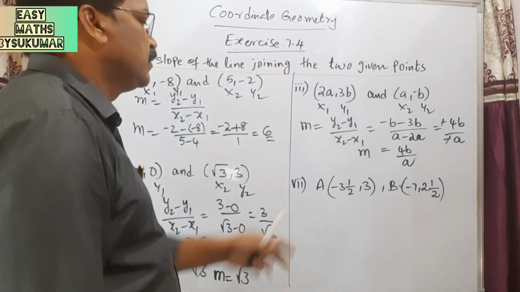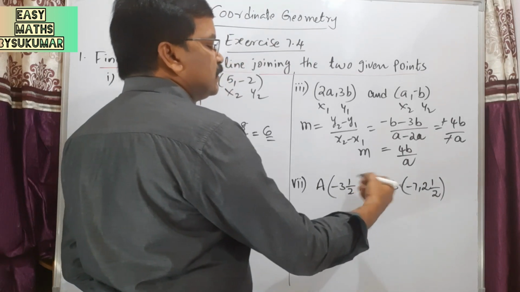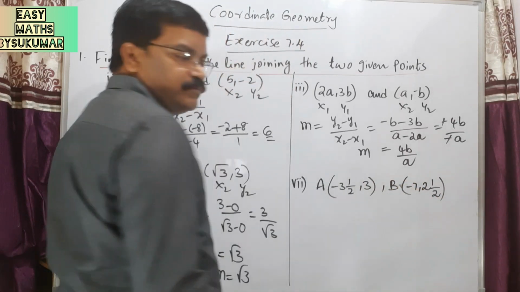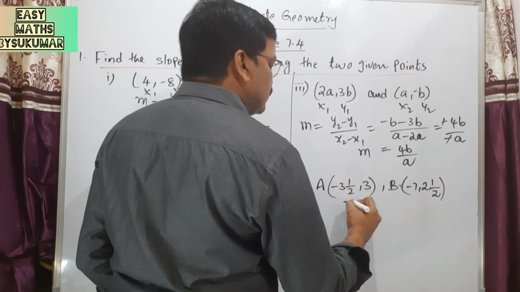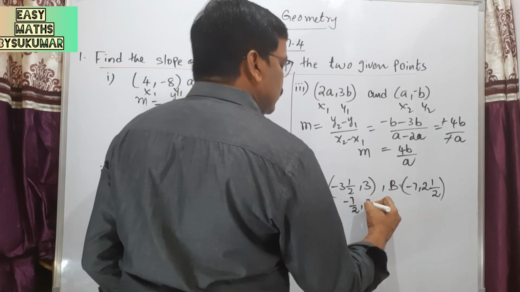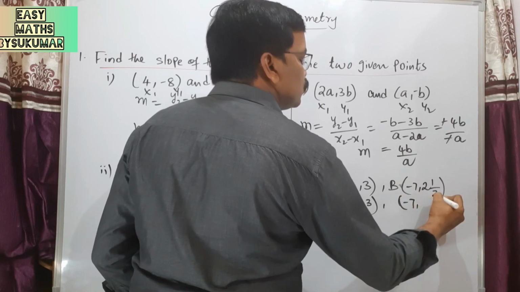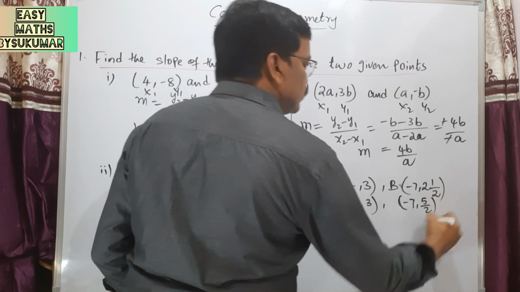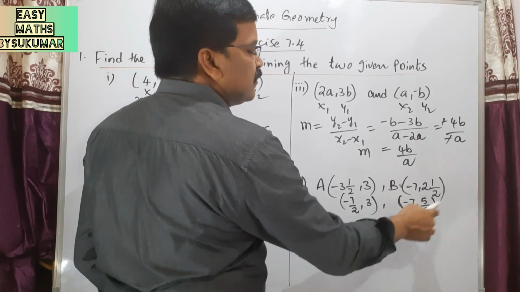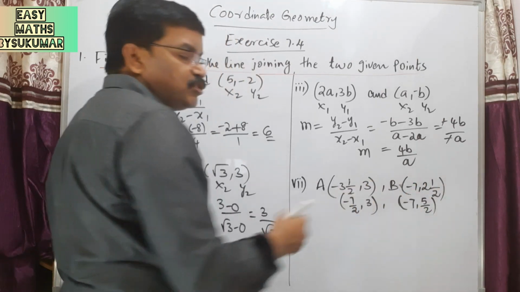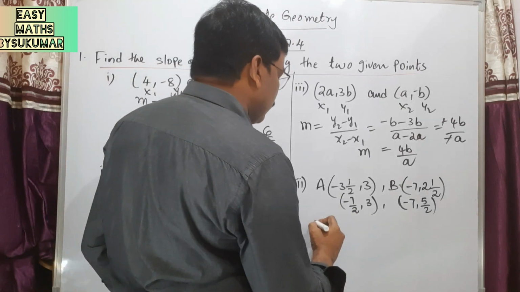Okay, and finally the seventh question is (-3 1/2, 3) and (-7, 2 1/2). Right, so here this minus 3 1/2 means 2 3s are 6 plus 1, 7, so that is minus 7 by 2 comma 3, and here minus 7 comma 2 2s are 4 plus 1, 5 by 2. Just we changed these mixed fractions into improper fractions.